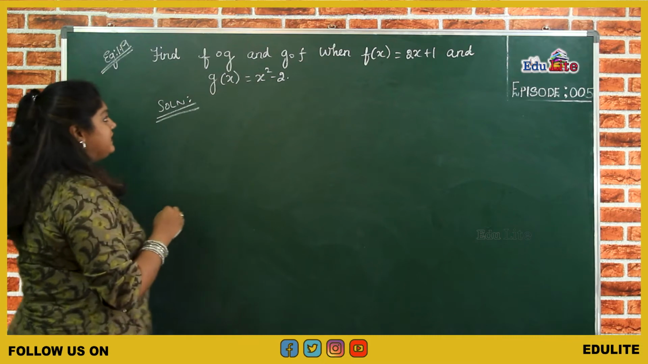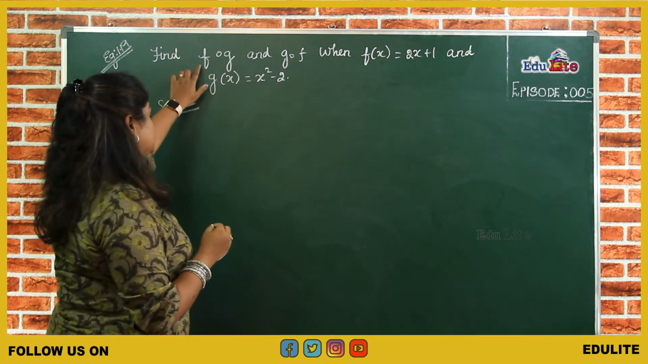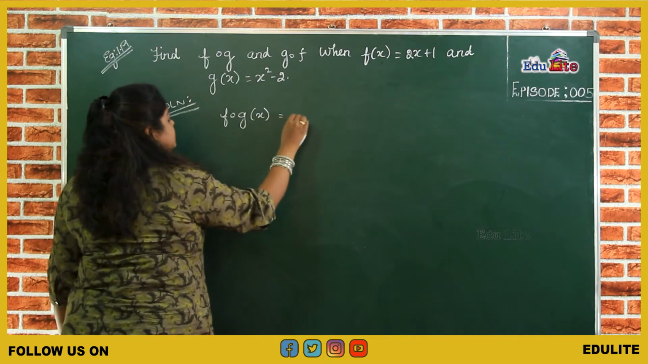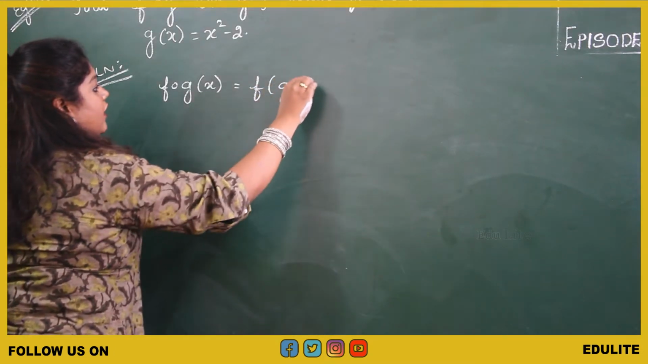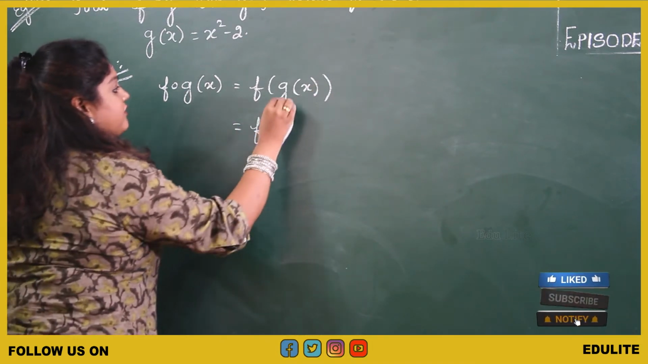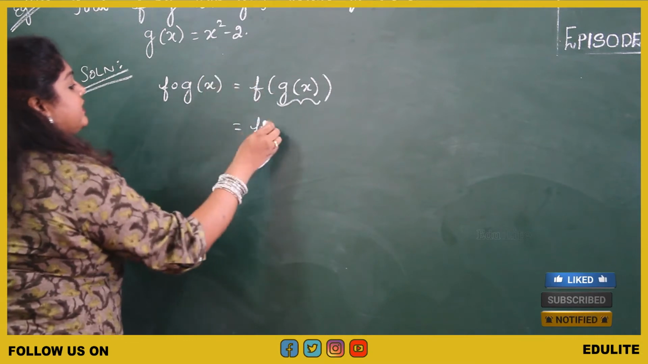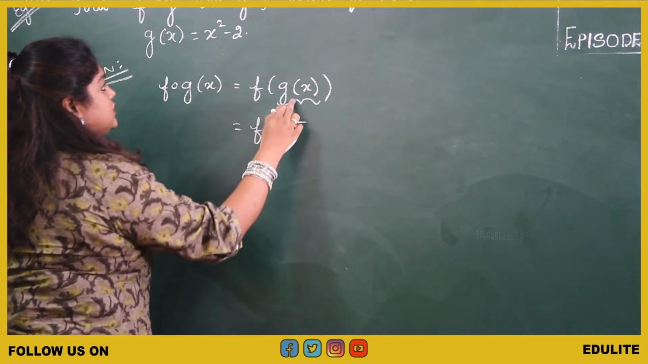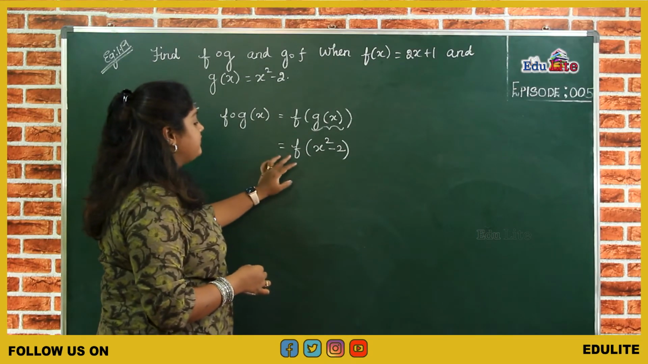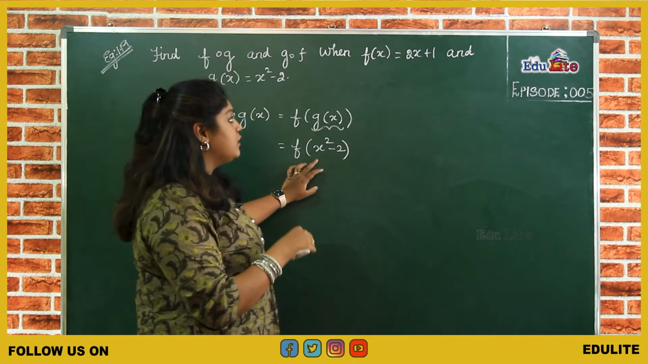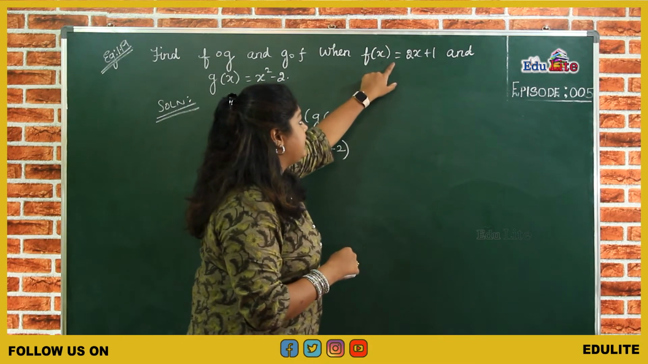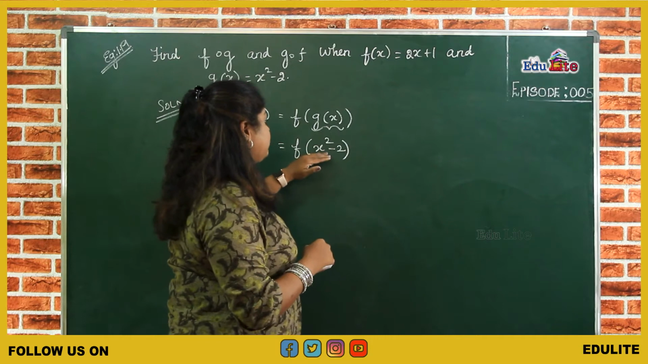So we know by the definition of the composition of functions, f composite g can be written as f of g of x. So what we have to do is f of g of x, which is given in the question. We have to substitute g of x as x squared minus 2. Now in the next step, we also have an equation for f of x. So using this relation, we have to simplify f of x.